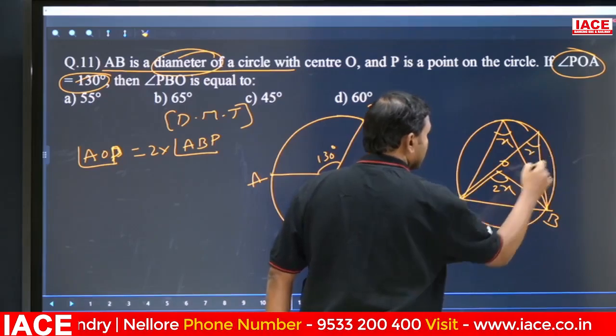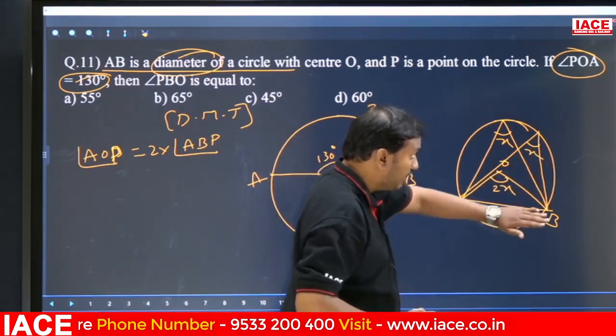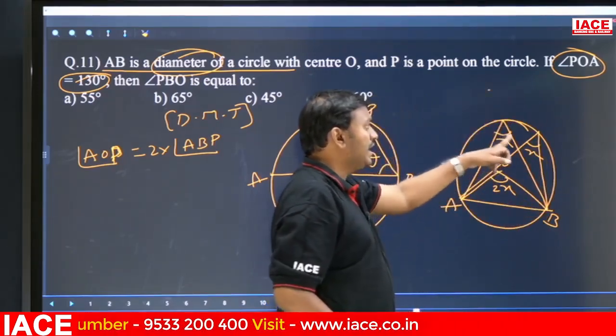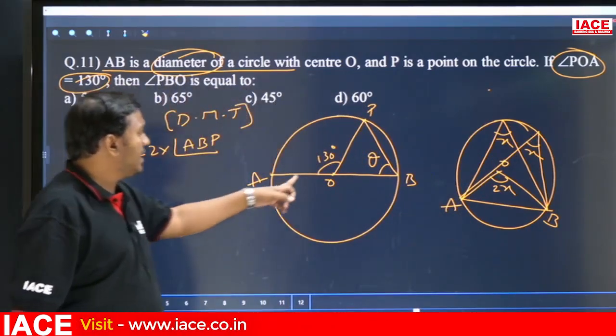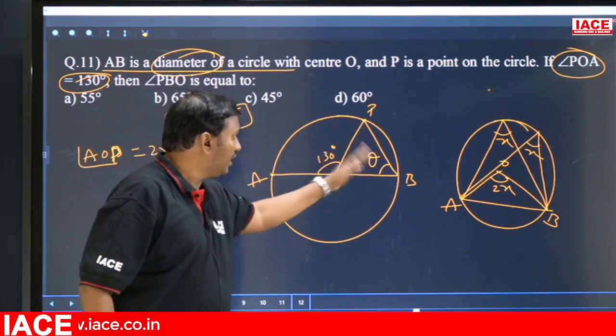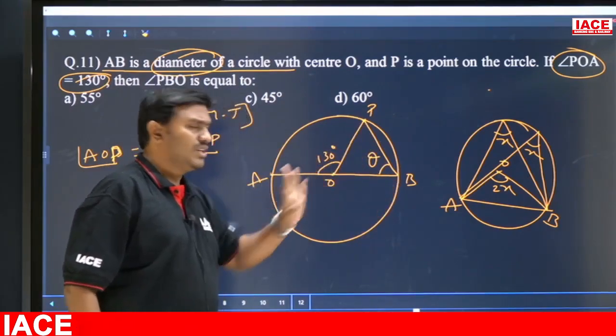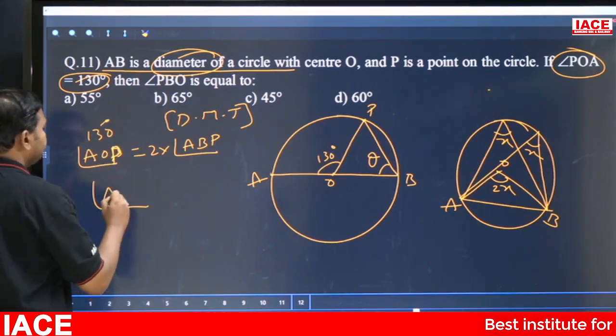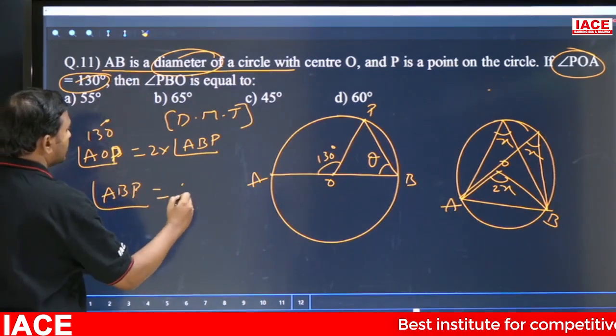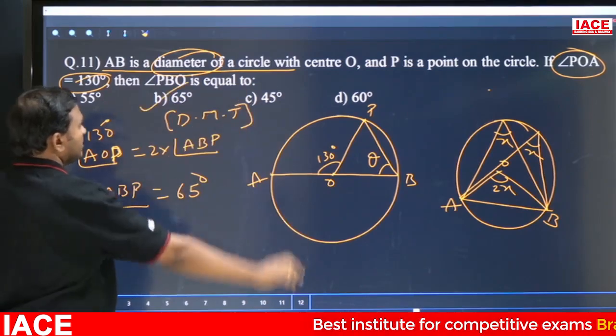So if this is x, then this is 2x. Not on the same part, on the other part. On the other part, if x, then this is 2x, right? Same thing. So the angle made at the center is always double on the other part, wherever it is. That means this is 130 degrees, so what is angle ABP? 65 degrees. So option B is the right answer.